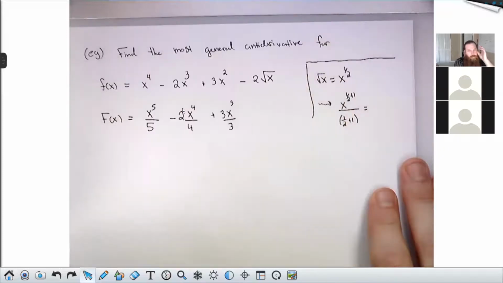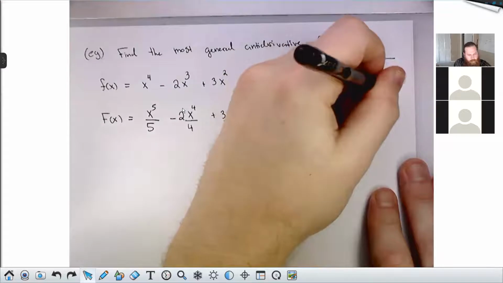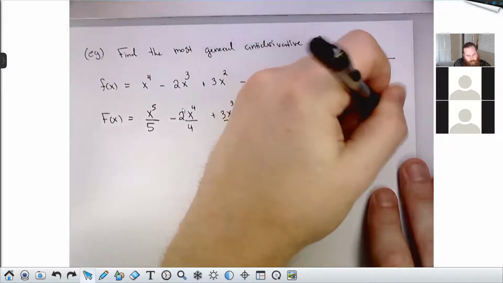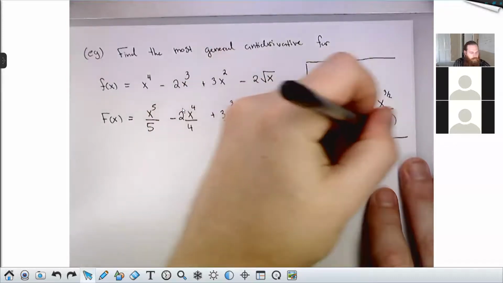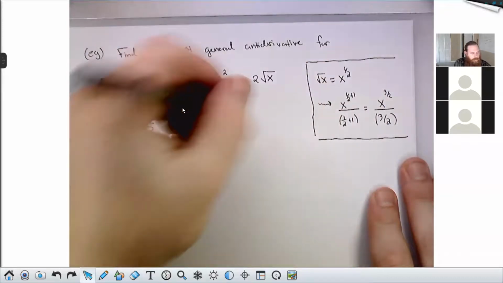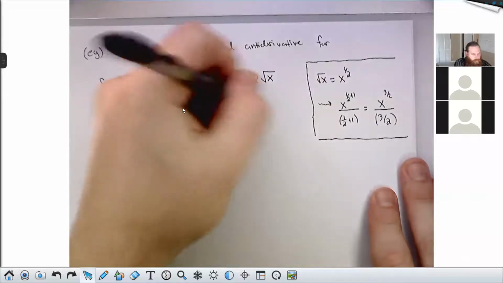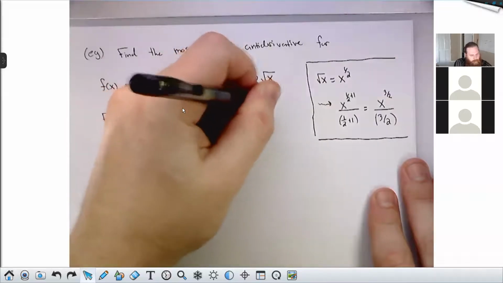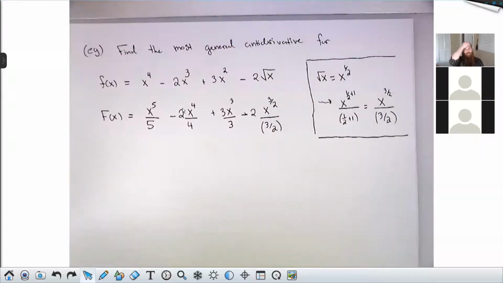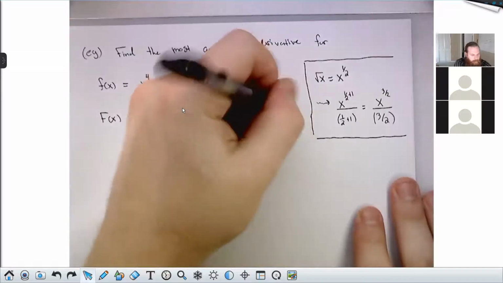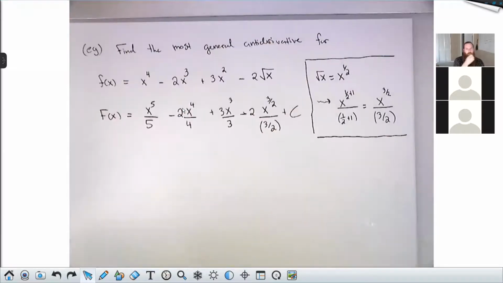Well, what is 1/2 plus 1? It's 1/2 plus 2 over 2. It's 3 over 2. So this is x to the 3/2 divided by 3/2. That is your antiderivative for x to the 1/2. So this last piece will be minus 2 times x to the 3/2 divided by 3/2. And then, of course, we need to tack on a plus c because we want the most general antiderivative.